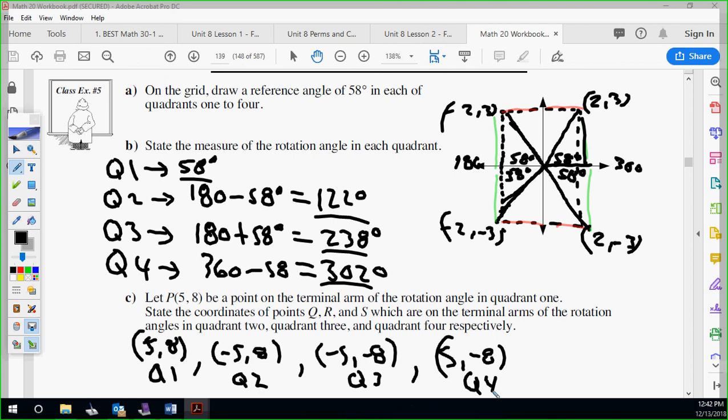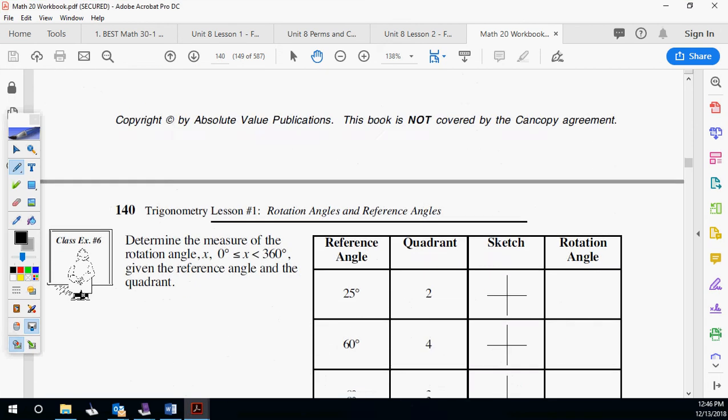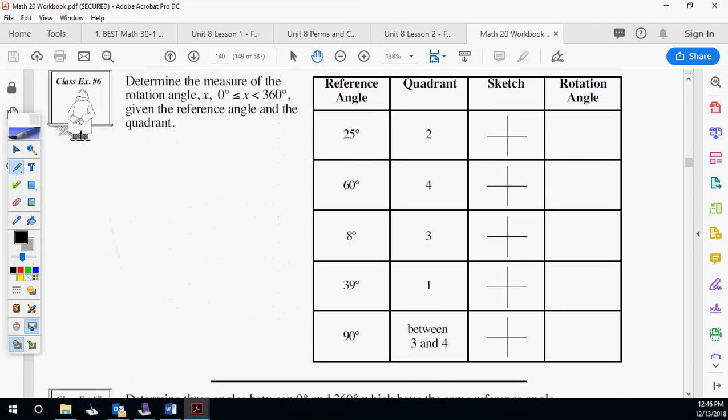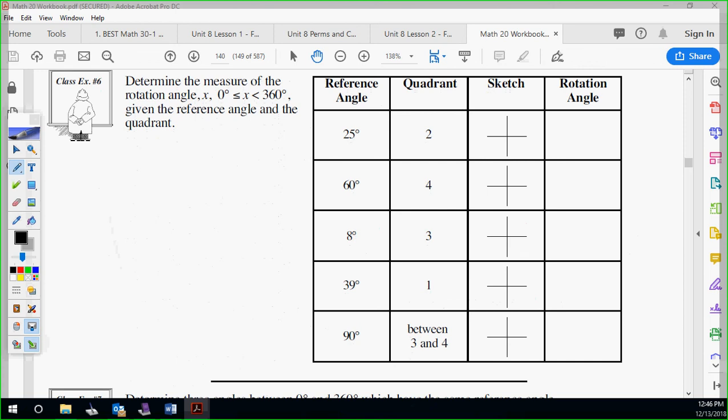All right, we got quickness. Okay, here we go. Last page. Yeah, only way to do it, right? Okay. Here we go. This is a great little building table of this. Determine the measure of the rotation between 0 and 360 given the reference angle in the quadrants. They're saying, here's your reference angle. It's in this quadrant. Tell me the rotation. Okay, so I'll do the first one. I'm going to pause it. I want you guys to try the last 4 there.